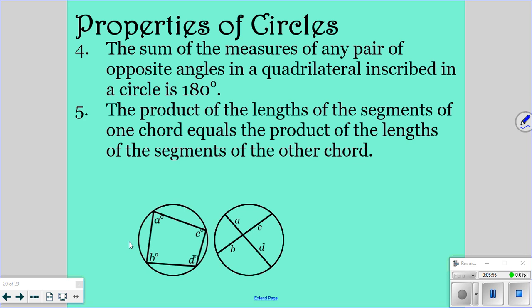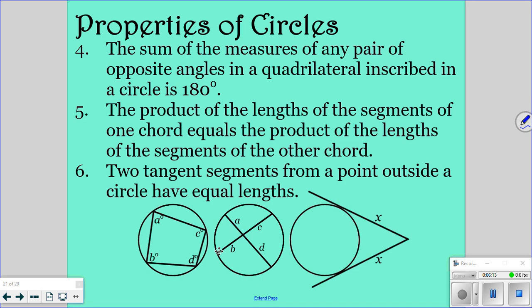The product of the lengths of the segments of one chord is going to equal the product of the lengths of the segments of the other chord. So here, A times D is going to equal B times C. So one chord's segments equal the other chord's segments. And then the last one: two tangent segments that meet at a point outside of the circle have the same length. So whatever this is, this segment has to be the same thing.